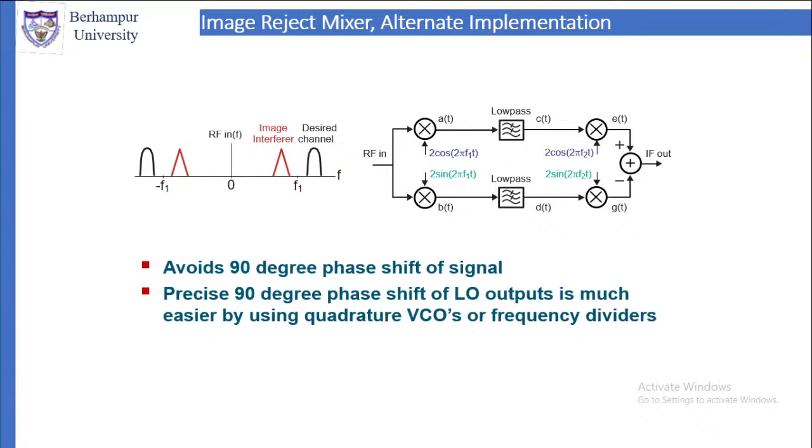So here what is the advantage? We have avoided 90 degree phase shifters on the signal. Besides, the 90 degree phase shift of LO outputs is much easier to realize using quadrature VCOs or frequency dividers. Mostly we use frequency dividers to generate cos and sine.